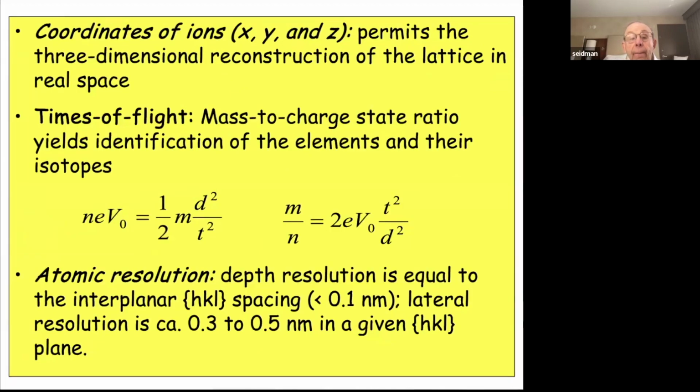And this is why we can do it. You see here, we get the coordinates of the atoms, X, Y, and Z, and that gives us the three-dimensional reconstruction. We get the times of flight from a very simple equation, and that's potential energy equals kinetic energy, where n is the charge state, e is the charge on an electron, V sub 0 is the voltage that you apply to the tip, m is the mass of the atom, d is the flight path, and t is the time of flight. So you see you get something like mass to charge state ratio is equal to a constant, 2e, the voltage, or when we pulse with a laser light, we have a voltage plus an effective voltage due to the laser, and then the time of flight, which we measure, and d is the flight path.